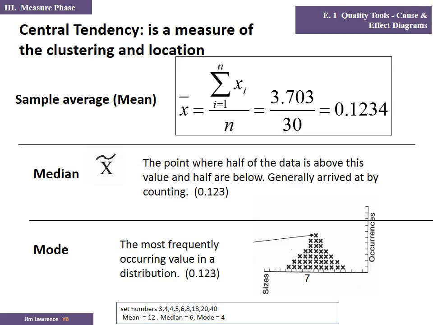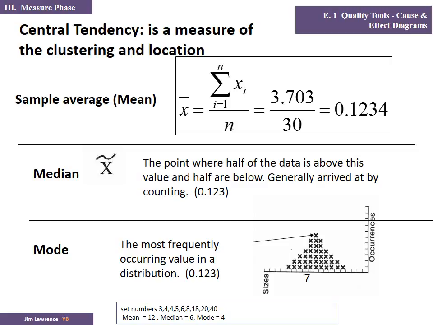Central tendency is a measure of the clustering of a distribution and a measure of its location. Central tendency is evaluated by the average or the mean. It's also evaluated by the median, which is the point where half the data is above and half of the data is below, and its mode, the most frequently occurring value. Not all distributions have a mode.